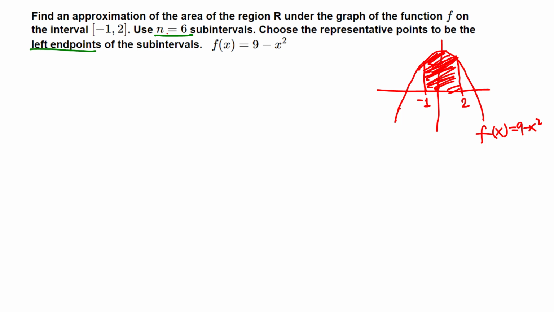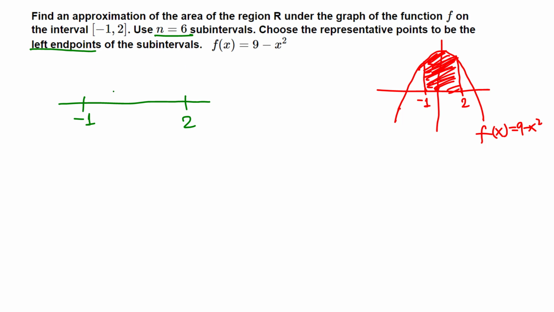using 6 rectangles, that are coming from 6 sub-intervals and left endpoints. The representatives should be left endpoints. So this graph is not needed. All we have to do now is, -1 to 2 is the interval we are interested in. The function is here.